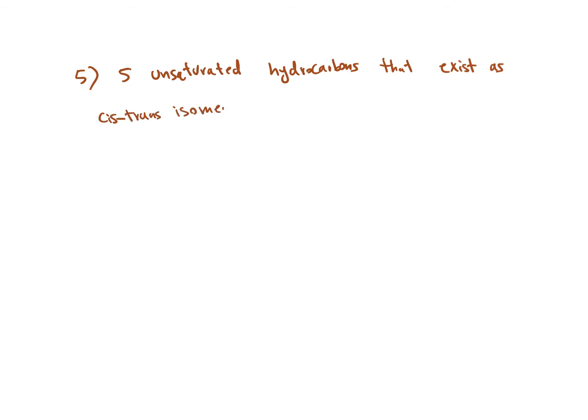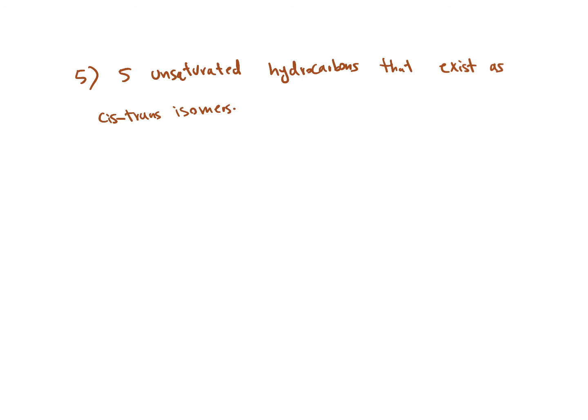Next question. Name 5 unsaturated hydrocarbons that exist as cis-trans isomers. I also told you, for example, 3-hexene exists as cis-trans isomers. However, ethene does not exist as cis-trans isomers. Explain why these compounds exist as cis and trans isomers. What type of isomers are these compounds?